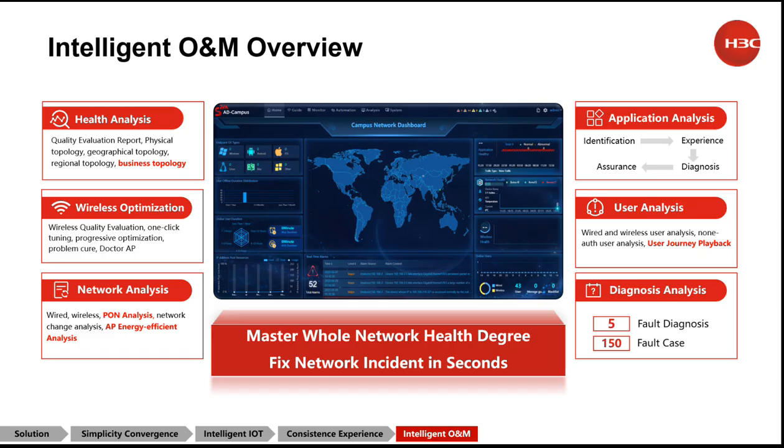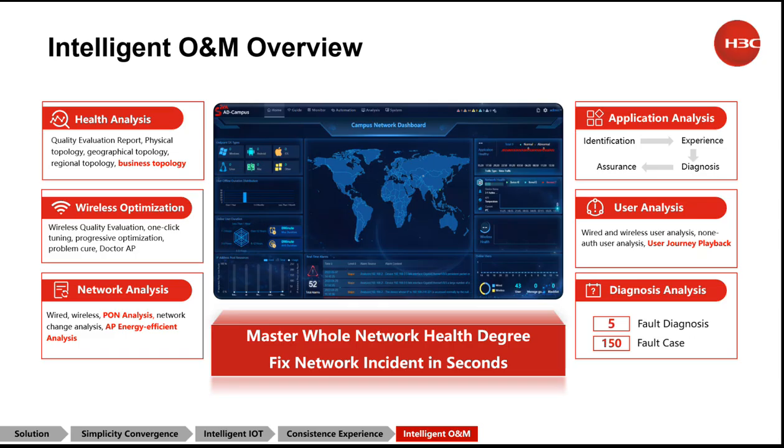It's really deep diving into the network and all aspects of the network. So we look at the network health as a whole. We can look at it from a wireless point of view and a wired point of view. We can look at it from the network itself and how healthy is the network. And we can also look at it from a user point of view and how healthy is the user experience.